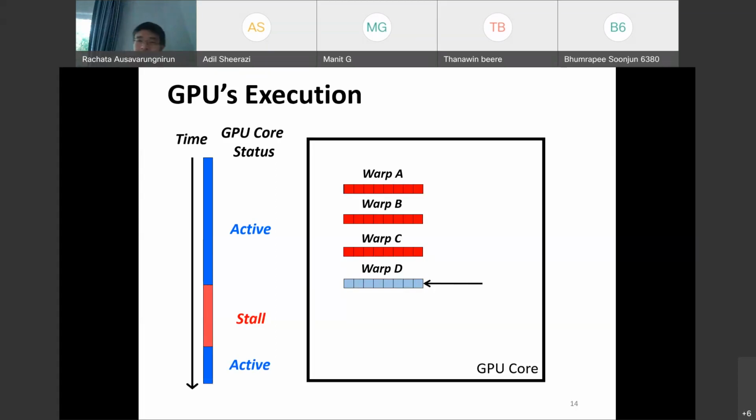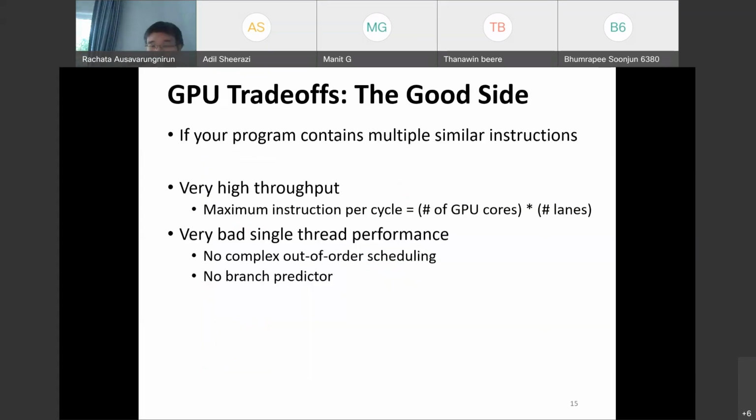What are the trade-offs? The good side is obviously that if your program contains multiple similar instructions, it's going to be super fast. The number of instructions per cycle is the number of cores multiplied by the number of lanes. The number of lanes is the number of execution units. But it's going to be slower for each of the threads. You don't have these fancy things to make them fast.